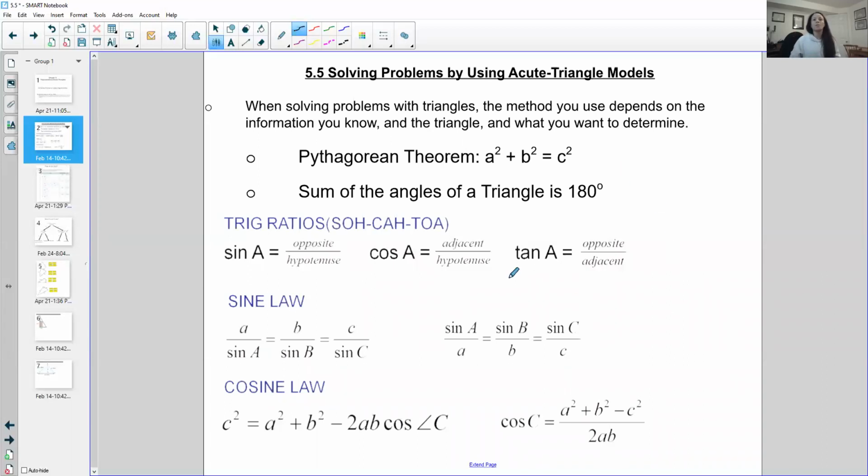You have your primary trig ratios. We shortcut those. We have the acronym SOHCAHTOA to help us remember which ratio goes with which trig function. You have your sine law, which can be used for finding sides or angles. And then your cosine law, again, you can use it to find sides or to find angles. So these are all the formulas that we have looked at this chapter.